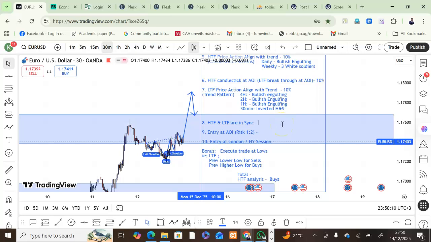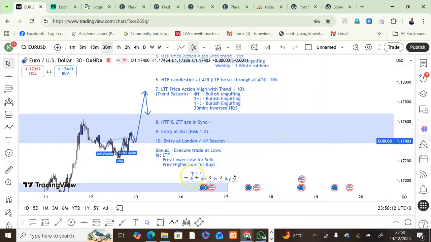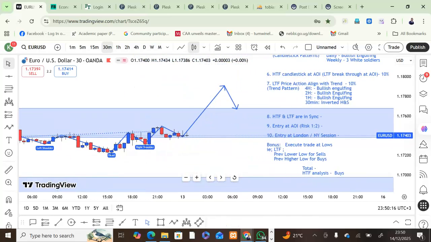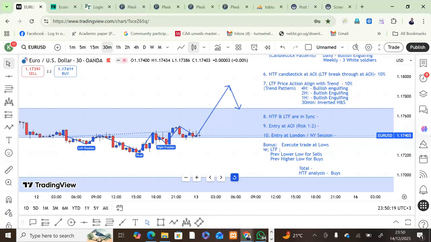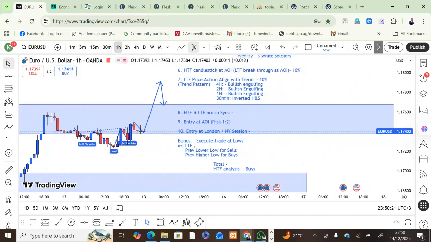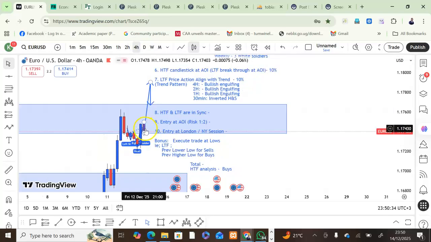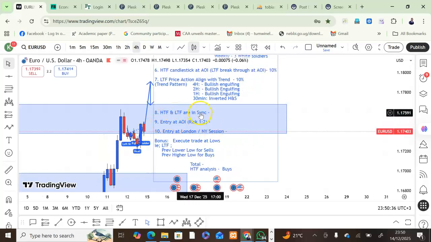Then, higher time frame and lower time frame, are they in sync? You'll notice that you're having movement to the upside, and then you can have a doji stick on the 1 hour. You can see the candlesticks are moving up, but then there's this wick here indicating that sellers are coming in. So 2 hour, it is a doji, then 4 hour, it is bearish. So the higher time frame and lower time frames are not in sync, so we have to wait for them to come into sync.